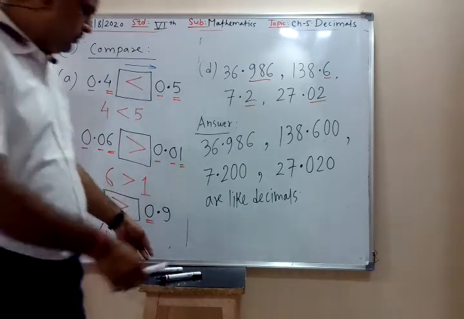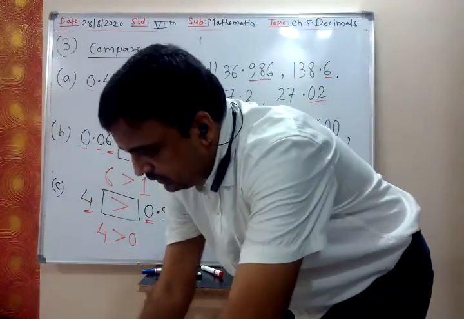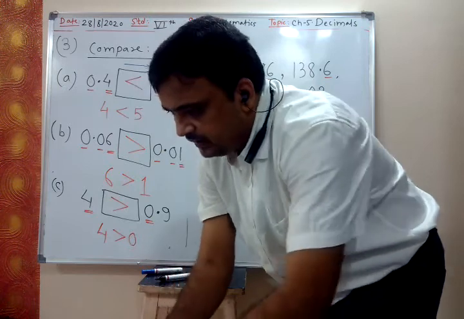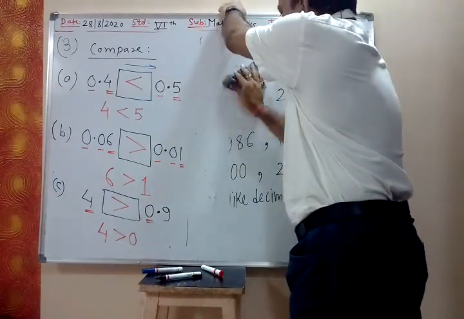Mute the microphone. 4 is greater than 0. You have to compare the whole part first. Next is 0.7.